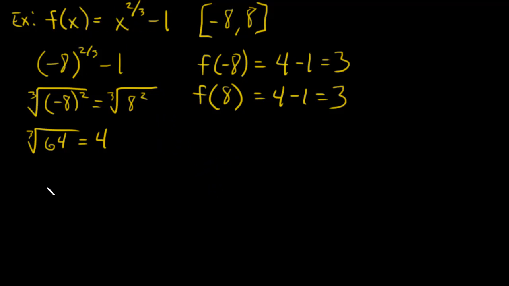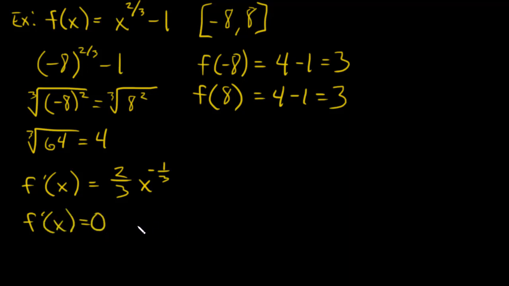Well, we're going to take the derivative. So f prime of x, the derivative of x to the 2/3, is 2/3 x to the negative 1/3, and then the derivative of -1 is 0, so we don't have to worry about that. Now all I have to do is set f prime of x equal to 0. So 2/3 x to the negative 1/3 equals 0. That's not too hard to solve for, because the only value that x can be that makes this equal to 0 is 0, so x equals 0.